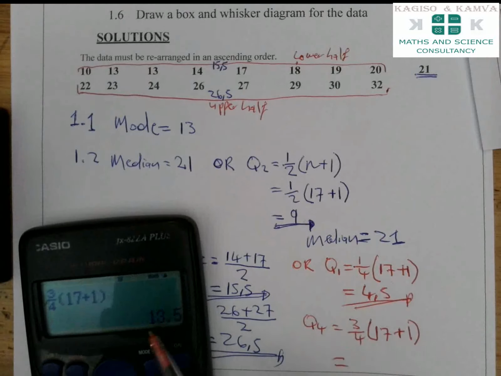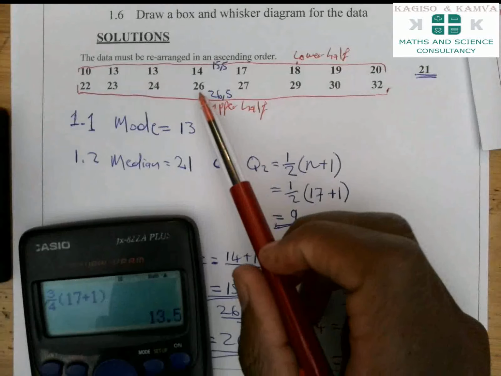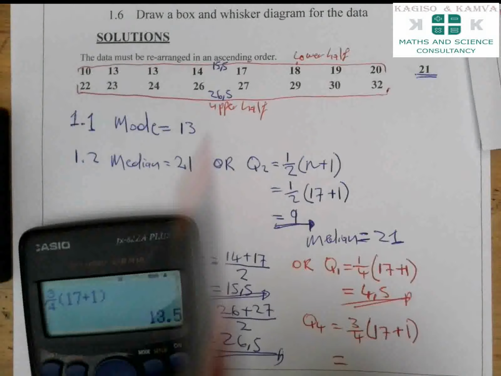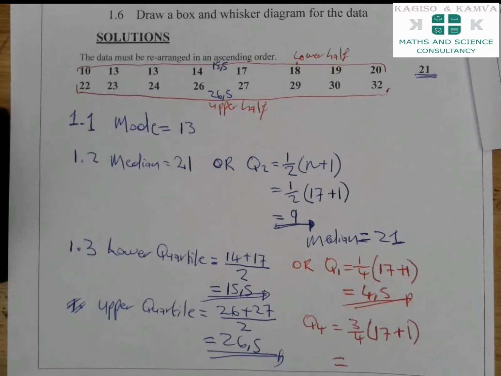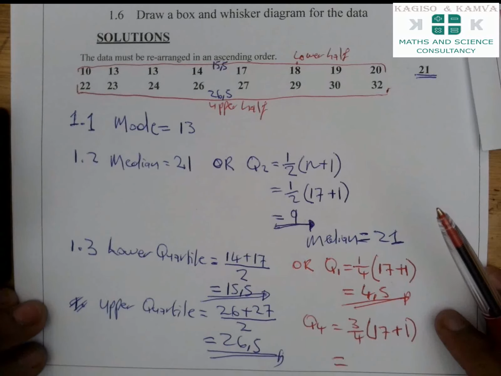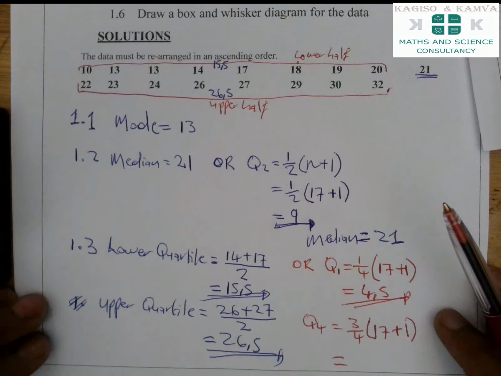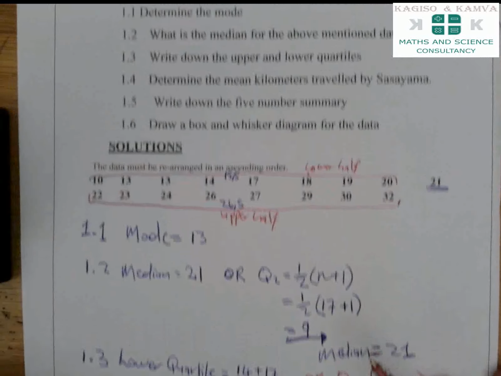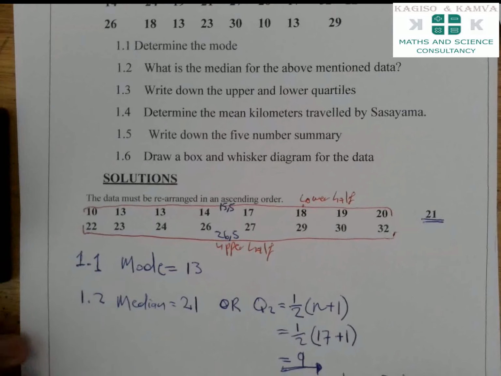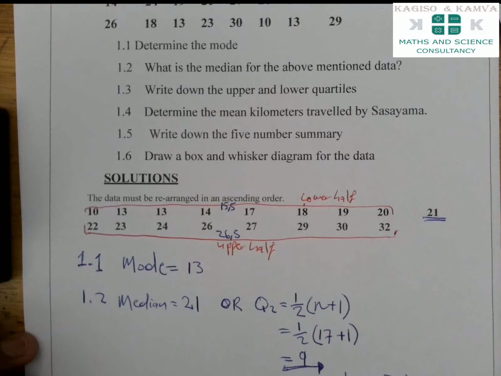So if it is in between, you just add the two and divide by 2, and then we are going to get the value of the upper quartile. Now let us move to the next question, which is 1.4.